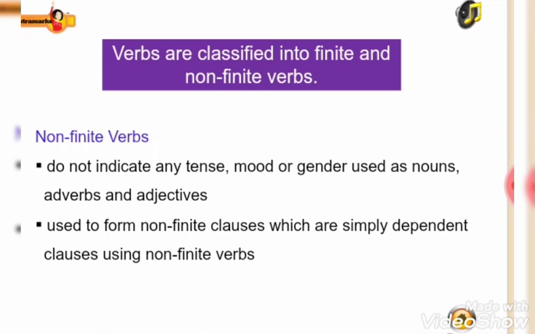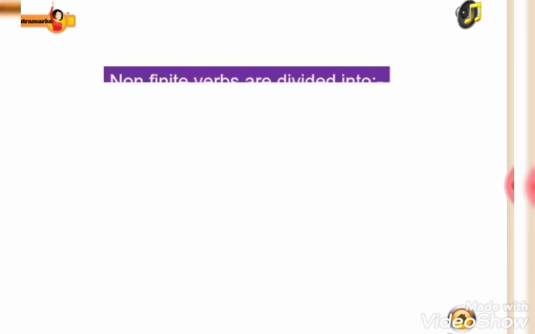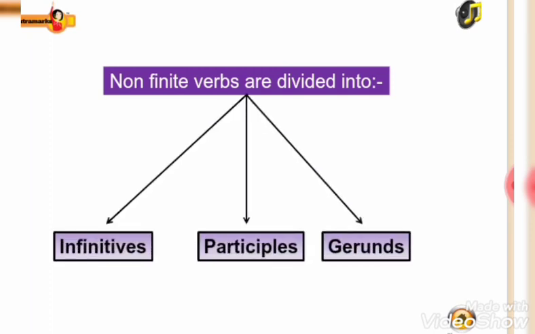Non-finite verbs. They do not indicate any tense, mood, or gender. They are used as nouns, adverbs, and adjectives. They are also used to form non-finite clauses, which are simply dependent clauses using non-finite verbs. Further, non-finite verbs are divided into infinitives, participle, and gerunds. In this module, we are going to learn what gerunds are and how they can be used.